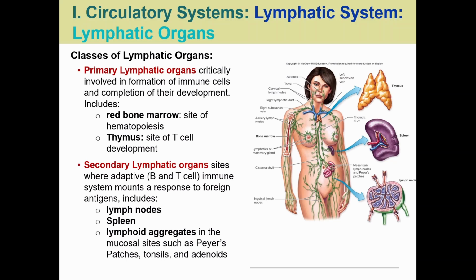Secondary, these are sites where the immune system can mount a response. So the lymph nodes, the spleen, and then specific lymphoid tissues like the Peyer's patches that we see in the GI tract, or the adenoids or the tonsils as well.